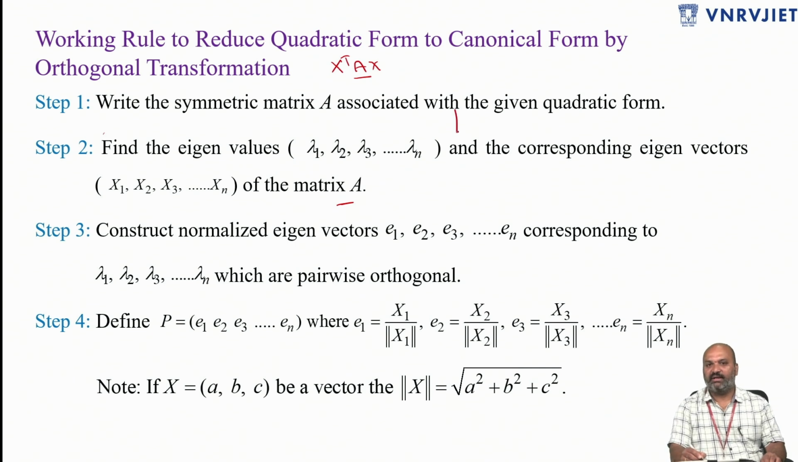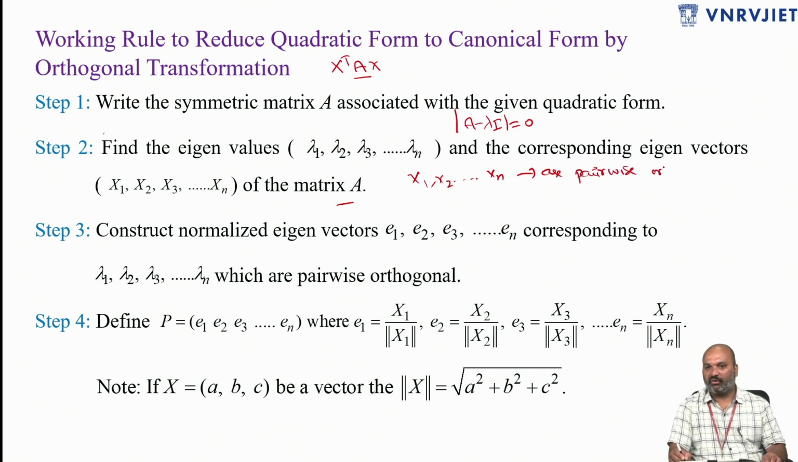How to determine eigenvalues? We write the characteristic equation, which is an equation of degree n. So we get n roots, those are lambda 1, lambda 2, and so on, lambda n. And corresponding to every eigenvalue, there exists an eigenvector x1, x2, x3, and so on, xn. Now after determining the eigenvectors, we have to normalize these eigenvectors. And remember, these eigenvectors x1, x2, x3, and so on, xn must be pairwise orthogonal.